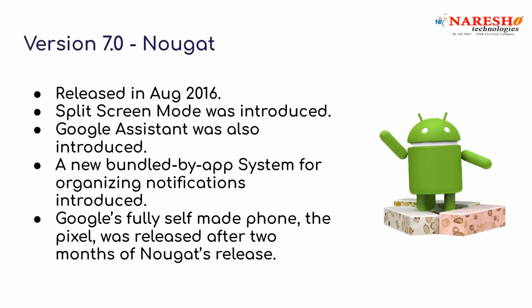So version 7.0, actually based on this version, Google released its own devices into the market. They are called Google Pixels.